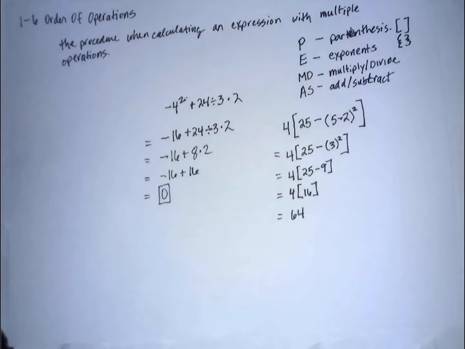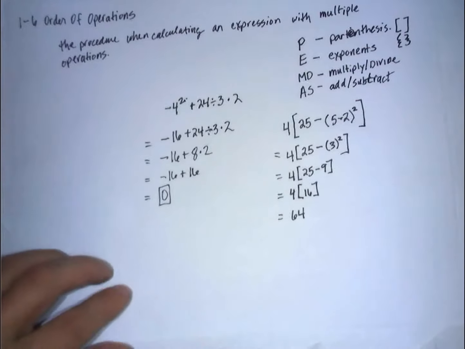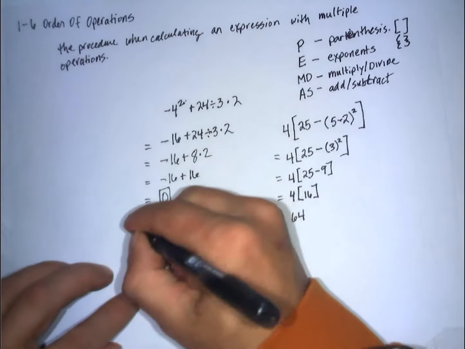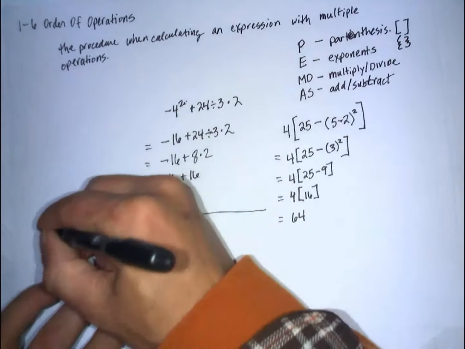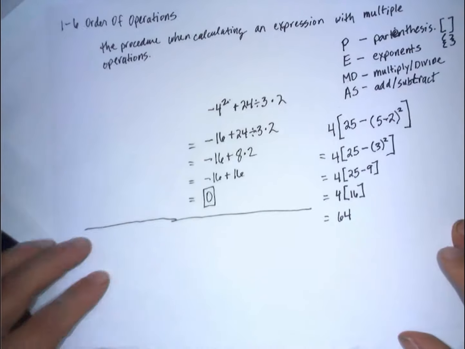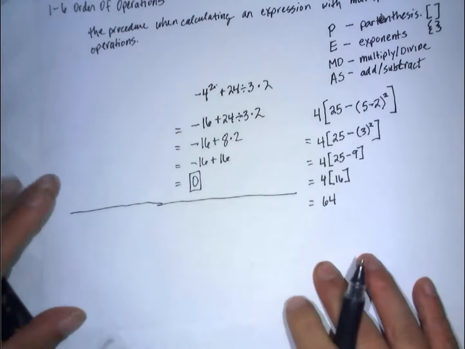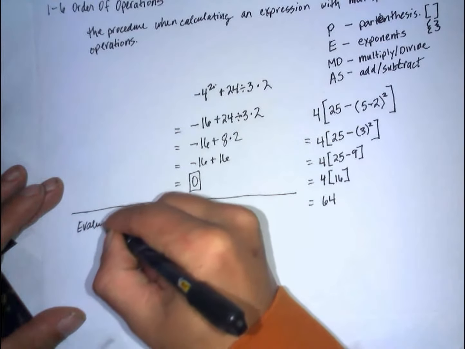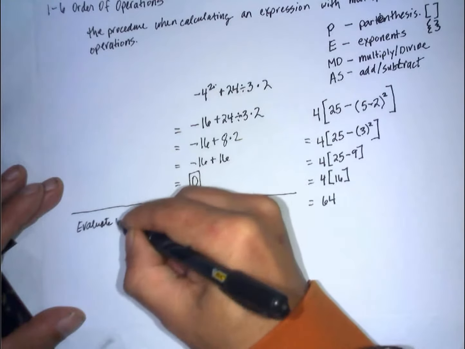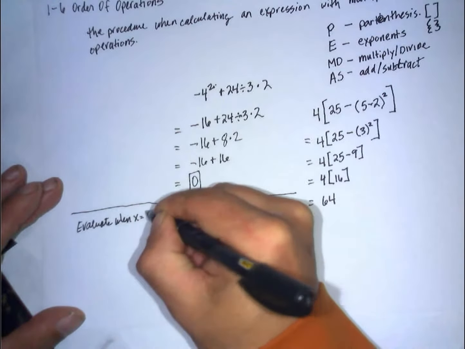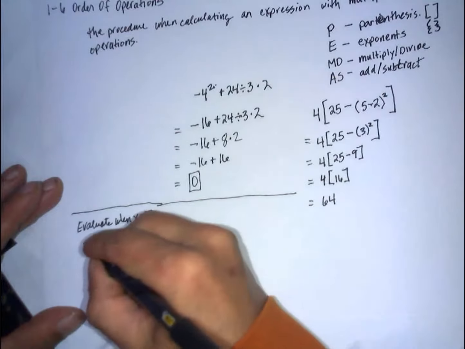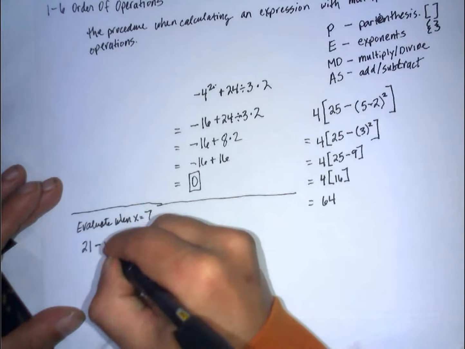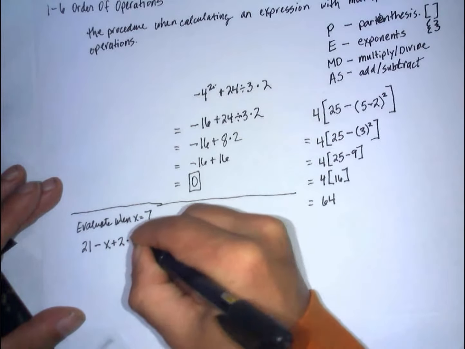Sometimes we're asked to evaluate algebraic expressions for given variables using these orders of operation. And I'm going to do this example right here. Actually, I think I have room. We'll do it over here. So we're going to evaluate when x equals 7. And this is 21 minus x plus 2 times 5.